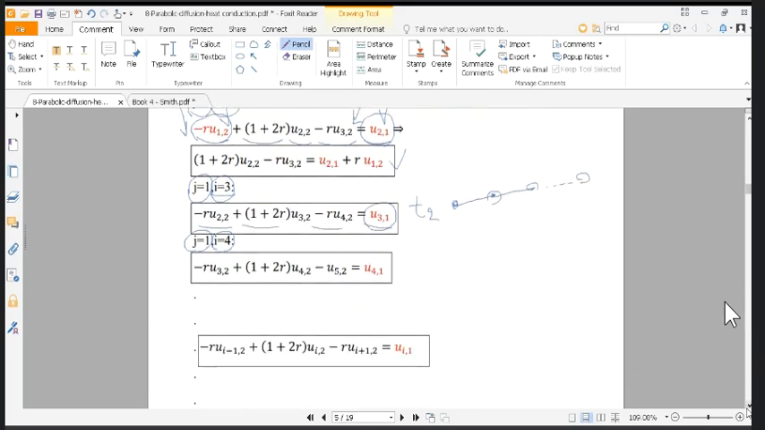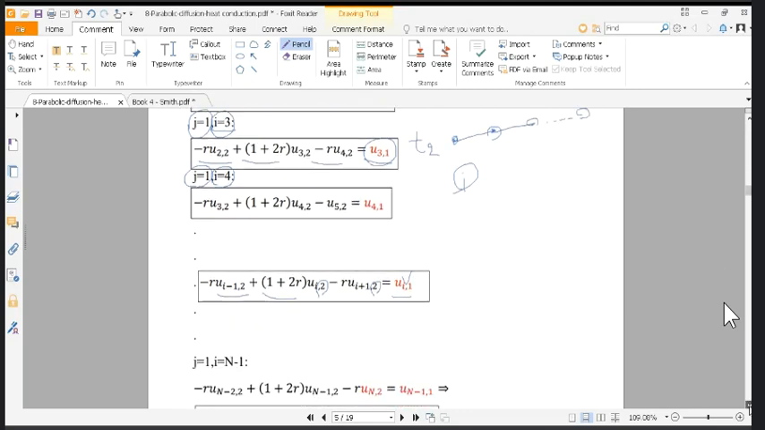And for when we receive 2i in general, we have minus ru i minus 1 and 2, 1 plus 2 ru i and 2, because j is 1, minus ru i plus 1 and 2 equal u i and 1, and u i and 1 is now known.